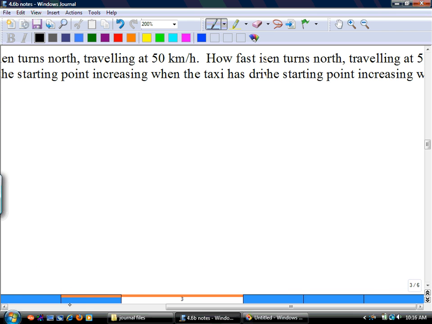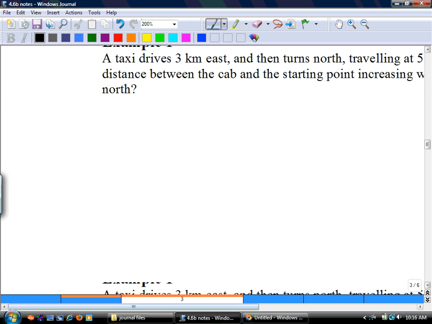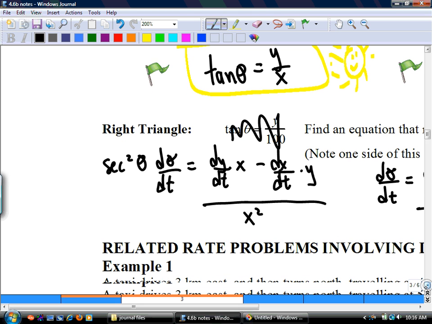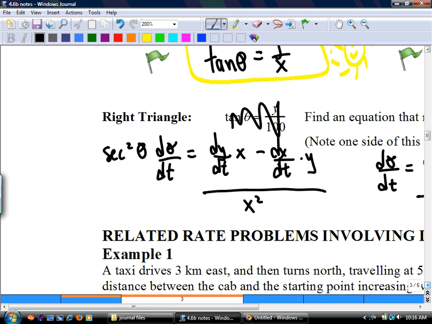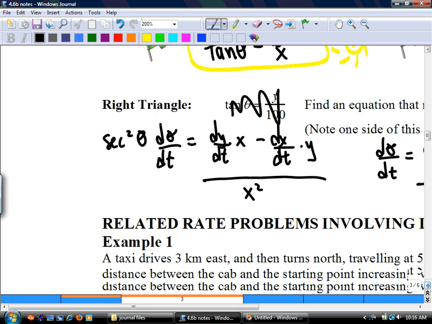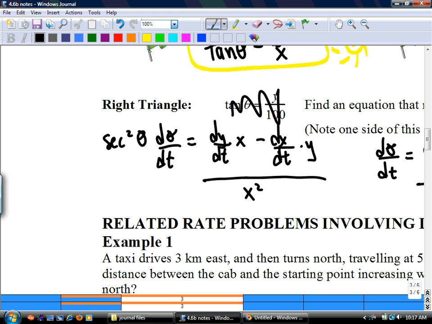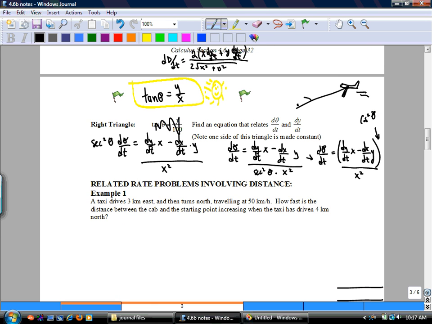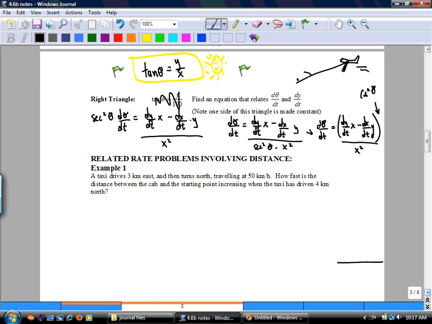Okay, so is this the first one? A taxi drives 3 kilometers east, then turns north, traveling at. Mr. Appen, does this sound a lot like physics? Yep, because it does. Oh, it's not hard. Is it your kryptonite? Is it green kryptonite or red kryptonite? That's the problem. See, green kryptonite won't kill you. It'll just make you really sick. It's red kryptonite.